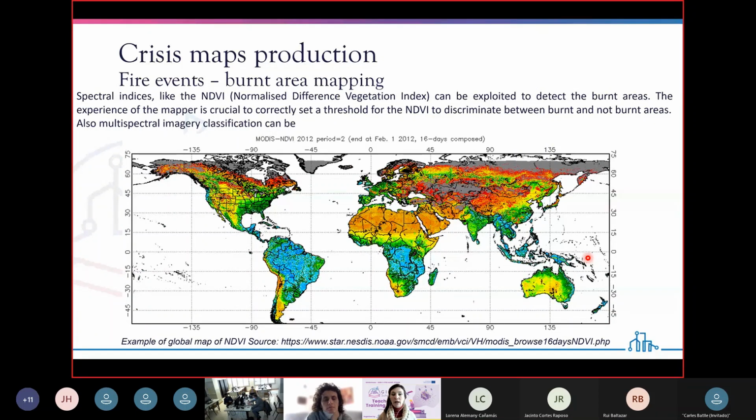Here, instead of showing a burnt area, I have decided to put an example of a global map of the NDVI, because NDVI is not used only for detecting burnt areas. I wanted to show you how you could exploit the NDVI to know how much healthy vegetation you have in general, okay? Then combining the pre and post, you can understand what happened, so where the vegetation has disappeared.